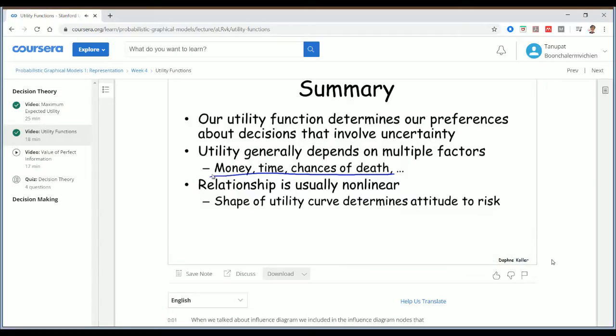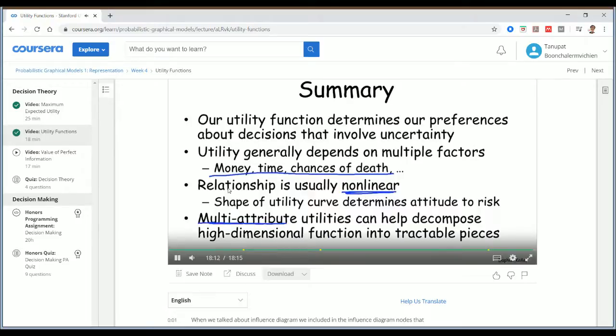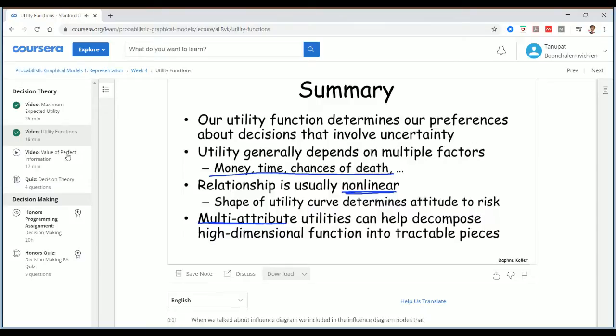In most cases, the relationship between these different factors, between, say, money and the utility, or micromorts and the utility, this relationship is usually a nonlinear one, and the shape of the utility curve determines one's attitude towards risk. Finally, the actual utility function is usually a multi-attribute utility that integrates all of these different factors, and it often helps to decompose this utility function into tractable pieces, often as a sum of these pieces, which allows us to make this elicitation problem much more manageable.